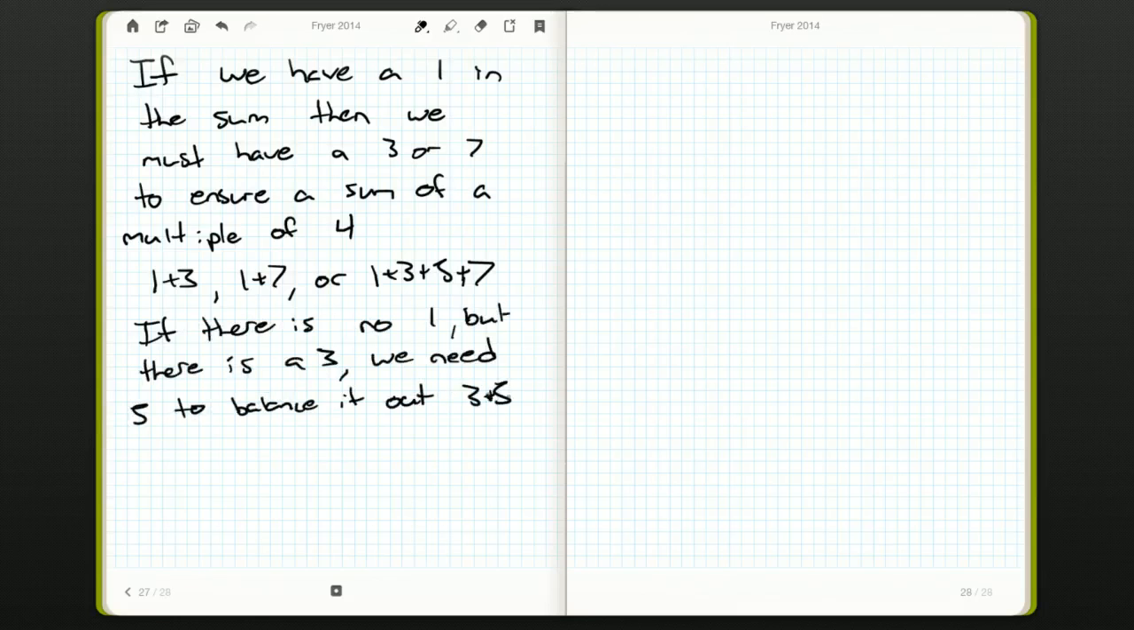So if we have no 1, but we do have a 3, we have to have the pairing 3 and 5. 3 and 7 won't work, that's 10. 3, 5, and 7, that's odd, 15, so that's not going to work. So we have to have 3 plus 5 as part of our sum, and no 1. So we can't have 1 plus 3 plus 5 plus 7. That one's already accounted for.